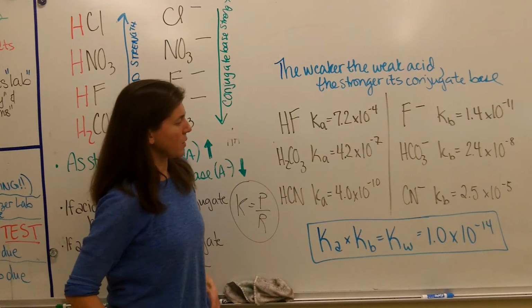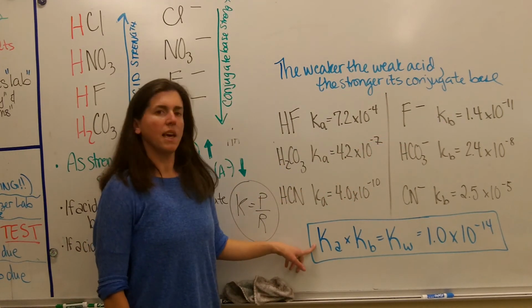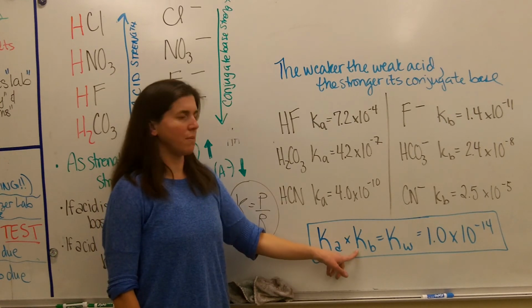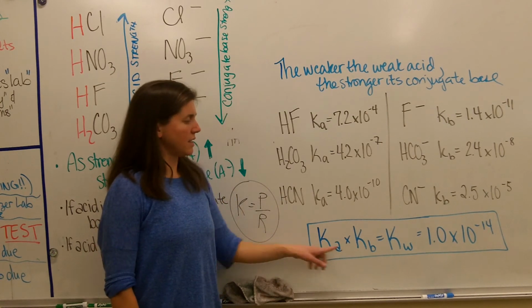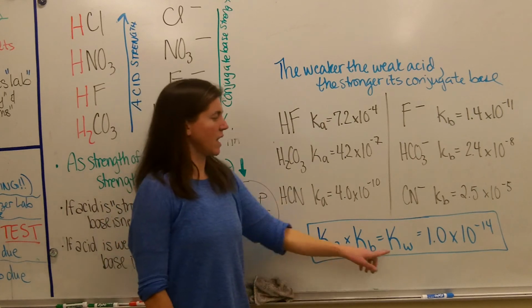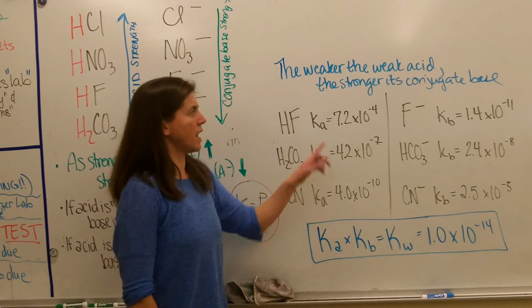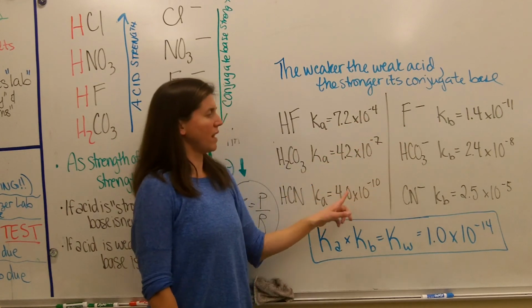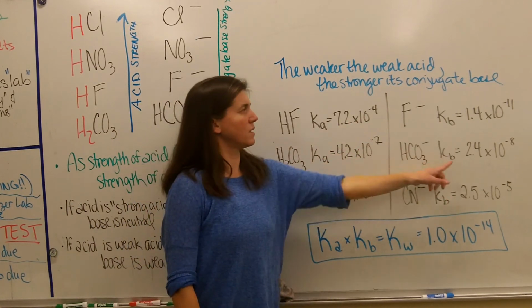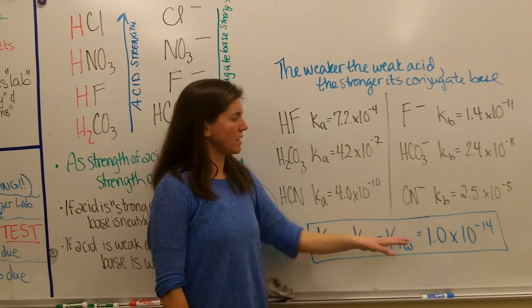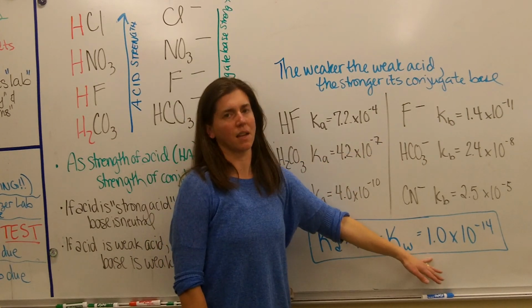There's a mathematical relationship here. If you take the Ka value times the Kb value of an acid and its conjugate base, when you multiply them together, you will get Kw, which is 1 times 10 to the negative 14. If you stop and do that with these values, you should find if you multiply this times this, this times this, this times this, you will always get approximately 1 times 10 to the negative 14.